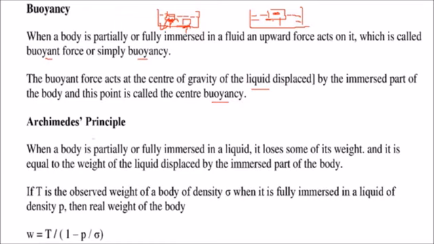Archimedes principle: when a body is partially or fully immersed in a liquid, as you see here, it loses some of its weight, and this loss is equal to the weight of the liquid which is displaced by the immersed part of the body. If this is the liquid level and the body is immersed fully or partially, then the body is going to lose some weight, equal to the weight of the liquid displaced by the immersed part of the body.